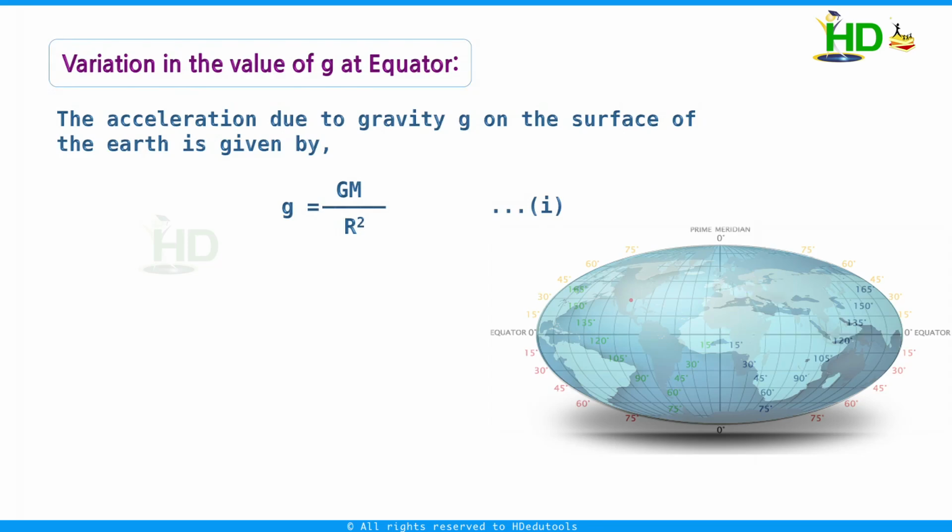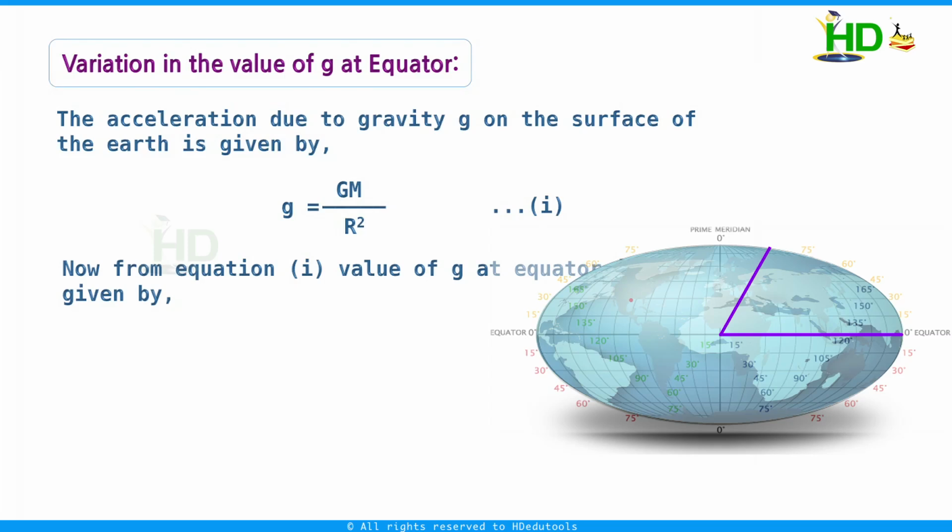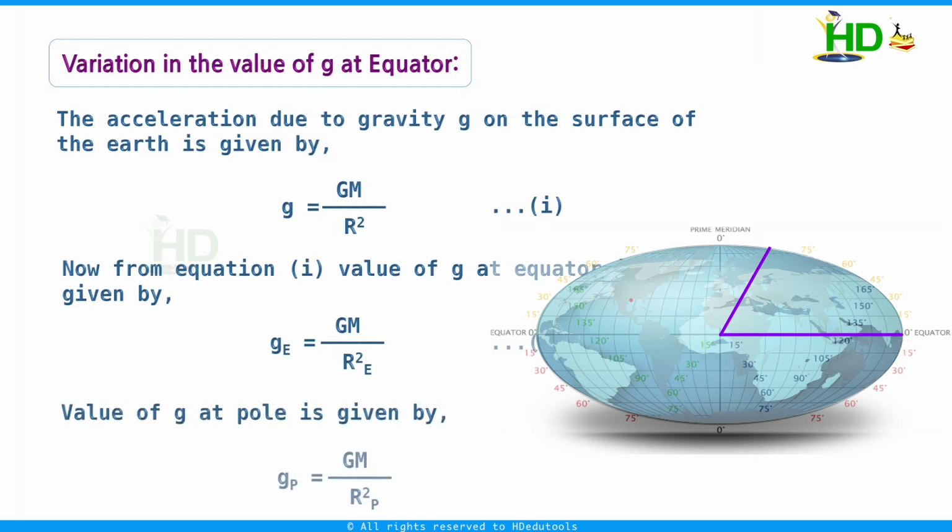Therefore, the radius of the Earth is not constant throughout. The value of g is different at different positions. The equatorial radius of the Earth is high compared to the polar radius. Therefore, at the equator, the value of g is g_e = GM/R_e², and at the poles, the value of g is g_p = GM/R_p².